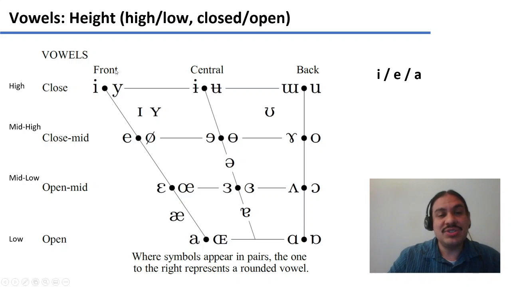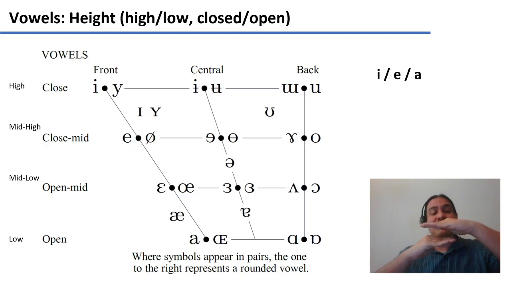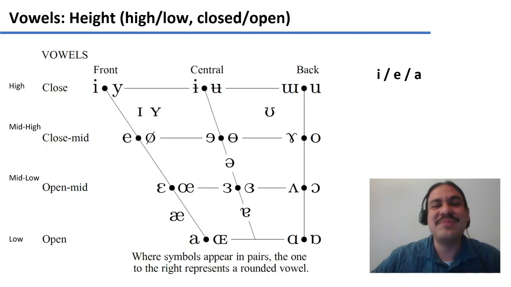The second dimension, in addition to frontness, is the height of the vowel. Our tongue can be high, mid, or low. For example, ee, ay, ah. In that sequence, the vowel ee has your tongue very close to the roof of your mouth. In ay, it's towards the middle. And then in ah, your tongue is resting towards the bottom of your mouth. Please pause the video and try this out for yourself.